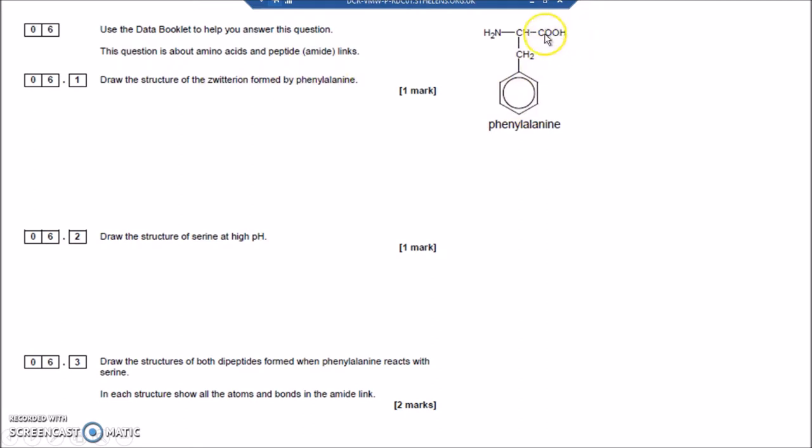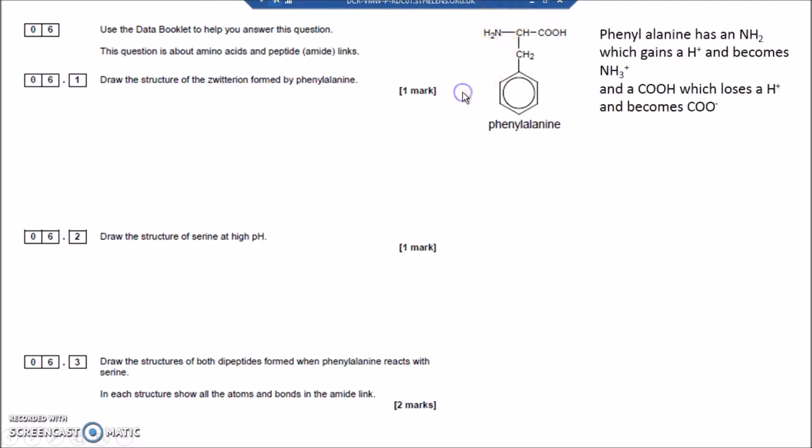A zwitterion loses an H plus from the COOH. So if that loses an H plus, it becomes COO minus, and the H plus joins on at this end. So instead of it becoming NH2, it's now become NH3 plus, and the plus is on the N. So it'll look like that. You can just draw this end if you want as COO minus, rather than drawing it out as a full displayed formula. Draw the structure of serine at high pH.